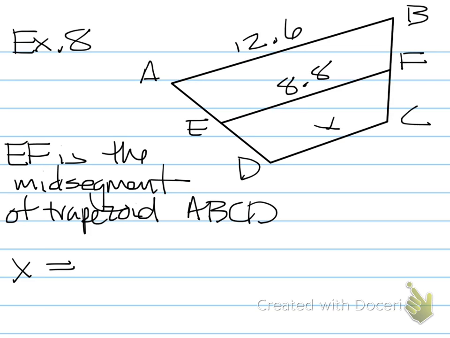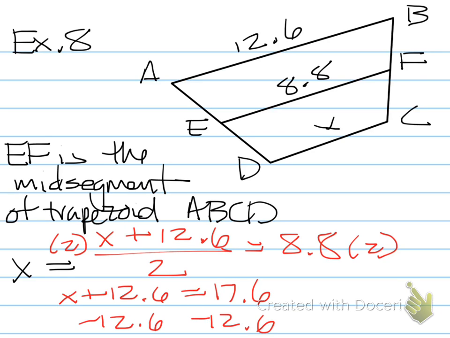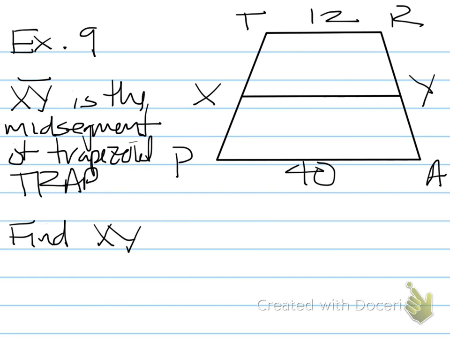Here we have a trapezoid. We know the mid-segment is 8.8 and one of the bases is 12.6. So we're going to add the bases and divide by 2 and set that equal to the measure of the mid-segment. So we're going to start by multiplying both sides by 2, and then lastly subtract 12.6 from both sides, and we get x equals 5.